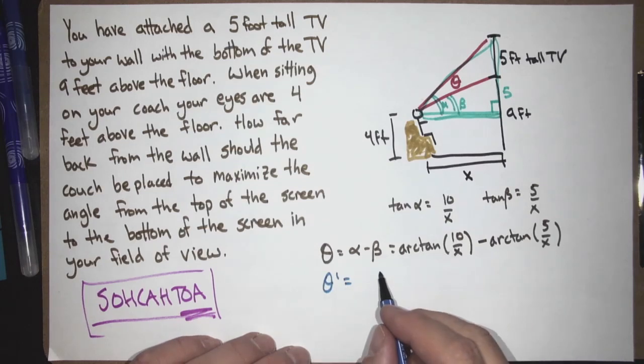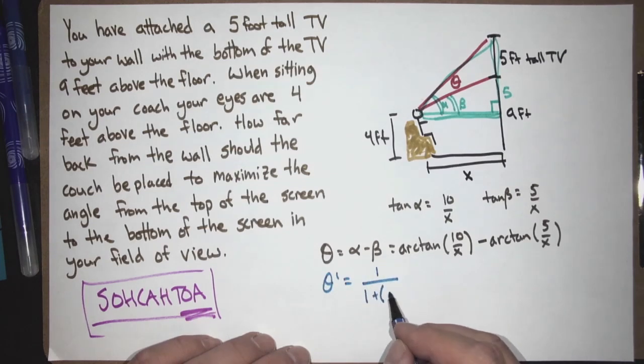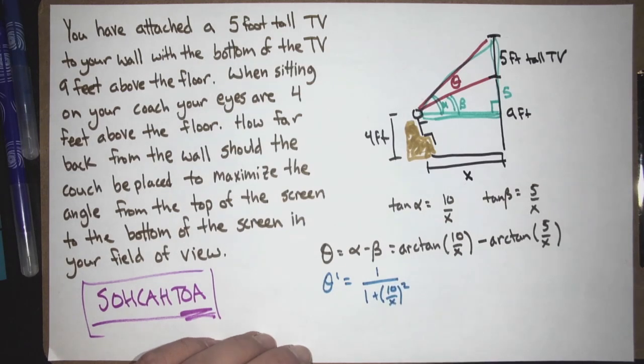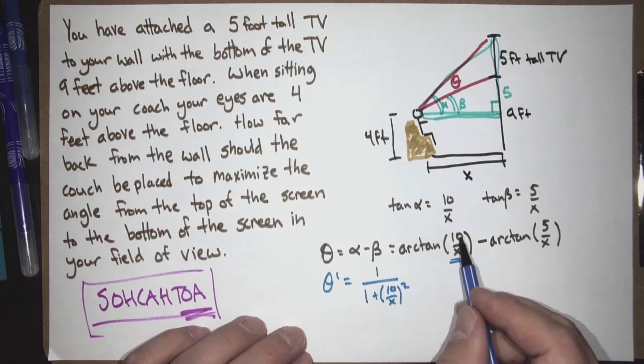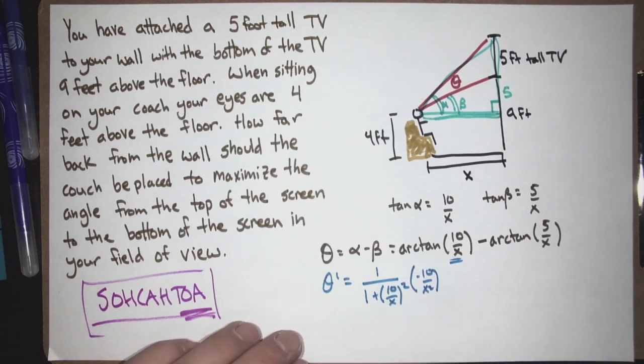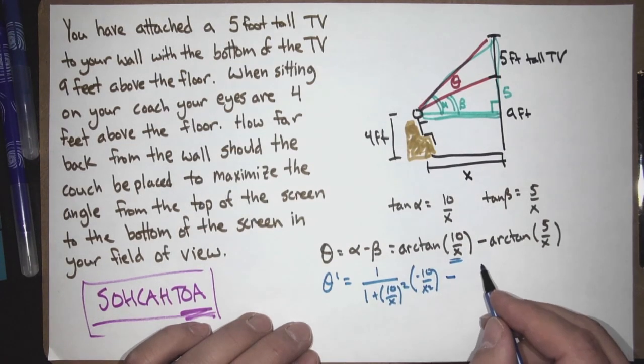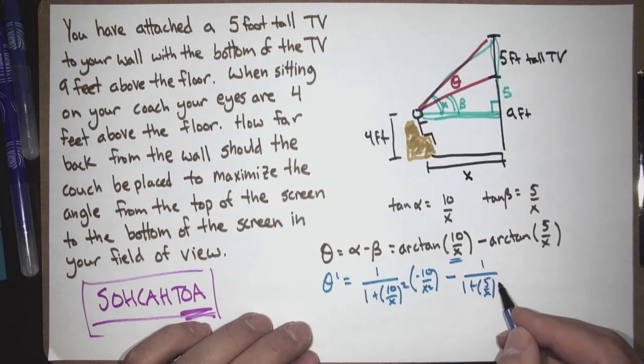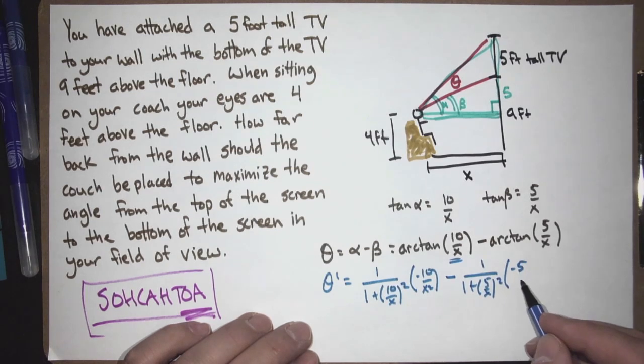So, derivative of arctangent. 1 over 1 plus 10 over x squared, right? Derivative of arctangent, 1 over 1 plus the inside squared. Anything else? Okay, negative 10 over x squared coming from chain rule. Because you have to take the derivative of the inside. So this is like 10x to the minus 1. So this is equivalent to minus 10 over x squared when you take the derivative there. Okay, so that's the first term. What about the second term? Well, deja vu. 1 over 1 plus 5 over x squared times negative 5 over x squared.